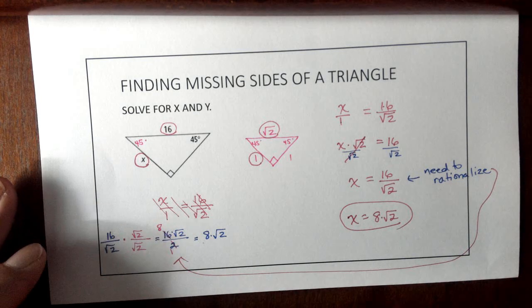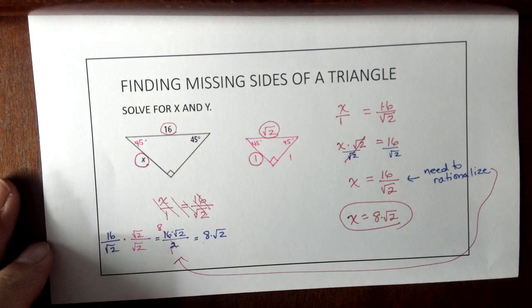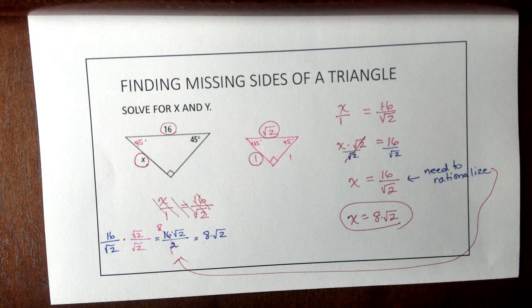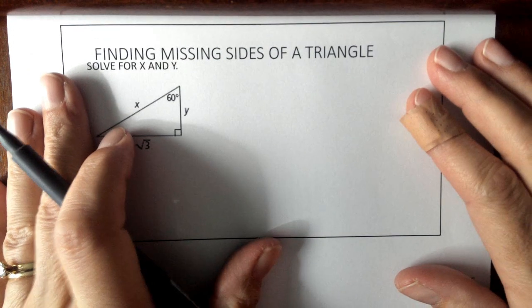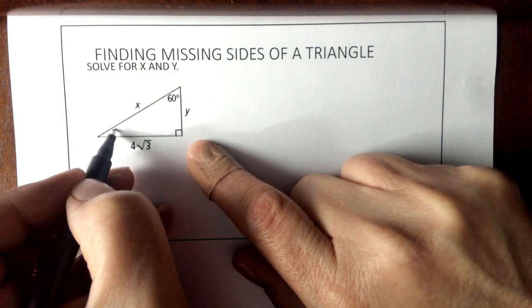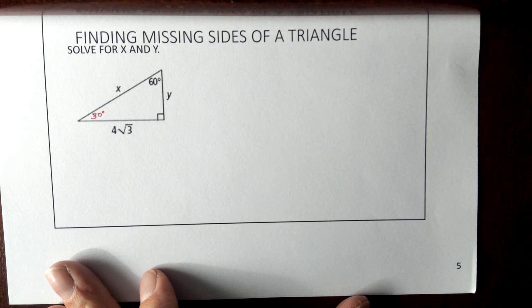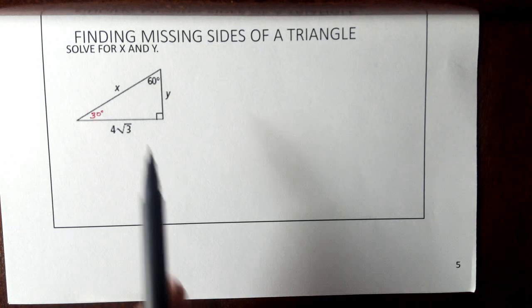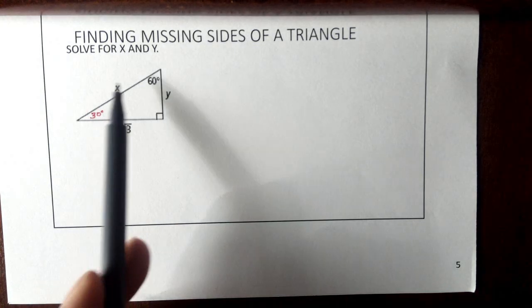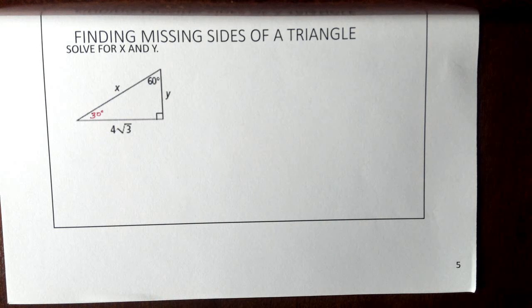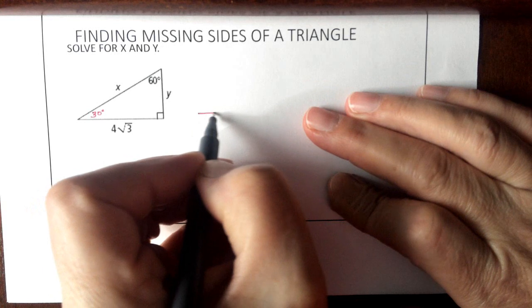Okay, we got one more example of a little messier problem like this with 30, 60, 90s, and we'll wrap it up for the day. So we have a 30, 60, 90. We'll go ahead and label my 30 right there. And I need to find two sides, x and y. I don't have enough information to use Pythagorean theorem, so I'm going to use the 30, 60, 90 triangle that I have memorized.